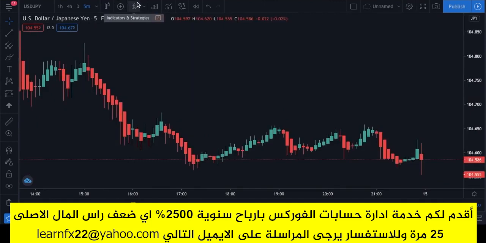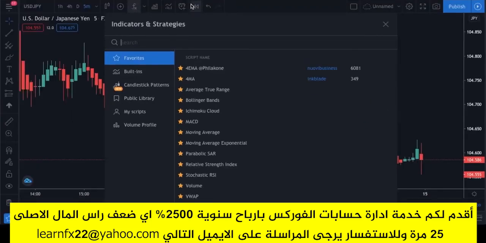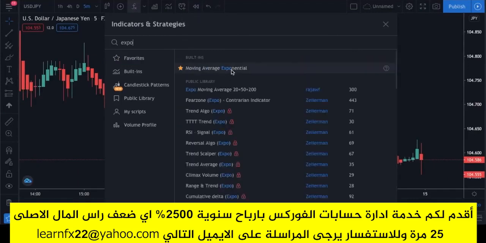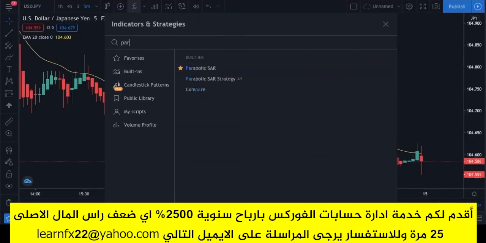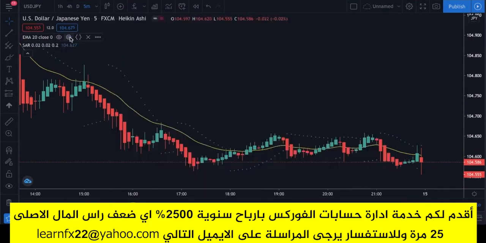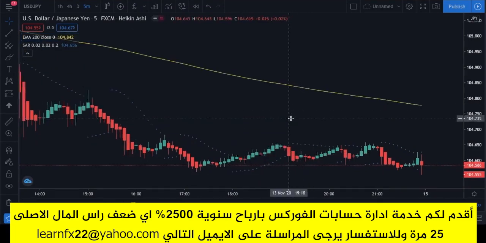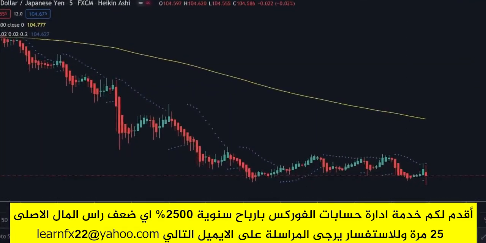So, we changed the candles. And we should add the 200 period EMA, and the parabolic SAR before starting to trade. We will click the indicators button here and add them. You can search them here, and add them to your favorites just like I did since we will use them quite often. We should change the period of the exponential moving average to 200. Now we already have everything we need to start trading.